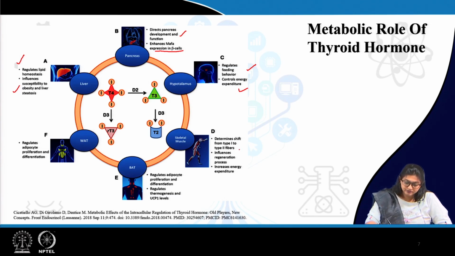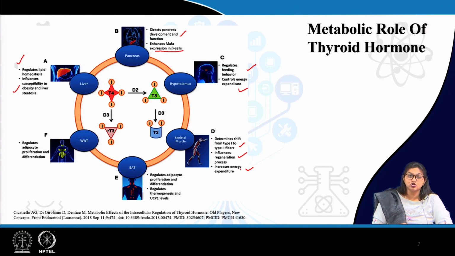Then in skeletal muscle, it determines the shift of type 1 to type 2 fiber. So, thyroid hormone switches different types of skeletal muscle fibers, and via that it decides the steady contraction of skeletal muscle or fast contraction of skeletal muscle. Also it regulates the regeneration in skeletal muscle and regulates the energy expenditure.